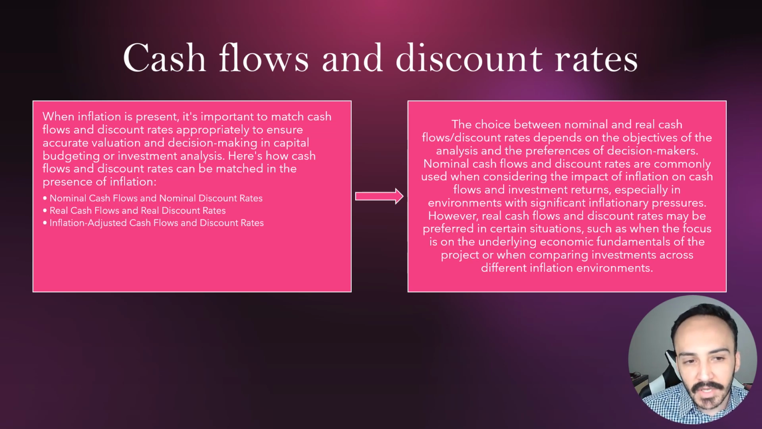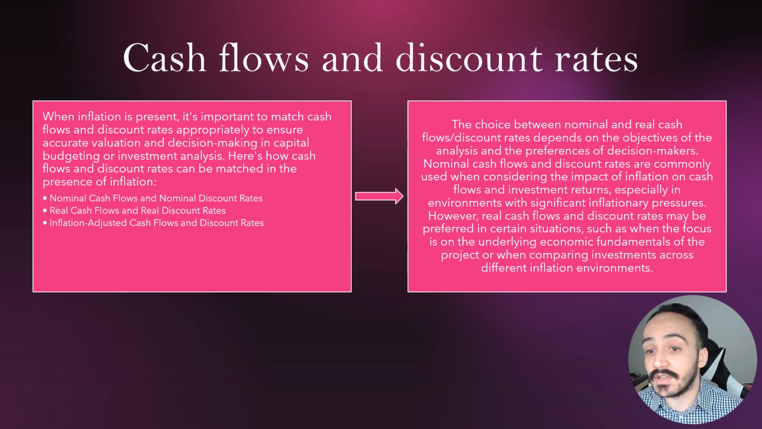Number one, nominal cash flows and nominal discount rates, real cash flows and real discount rates, and inflation-adjusted cash flows and discount rates. The choice between nominal and real cash flows and discount rates depends on the objective of the analysis and the preferences of decision makers. Nominal cash flows and discount rates are commonly used when considering the impact of inflation on cash flows and investment returns, especially in environments with significant inflationary pressure. However, real cash flows and discount rates may be preferred in certain situations, such as when the focus is on the underlying economic fundamentals of the project or when comparing investments across different inflation environments.